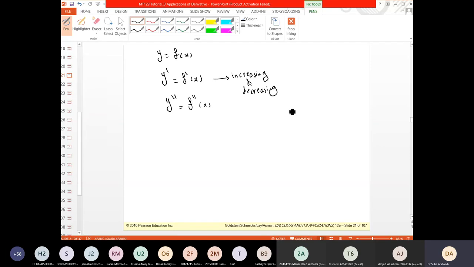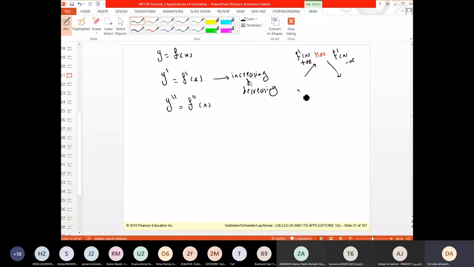Do you remember that? If my f dash is positive, it means the function is increasing, and if my f dash changes to be negative, it means the function is decreasing, we say we have a max point. You remember that? We say we have a local or relative maximum point.